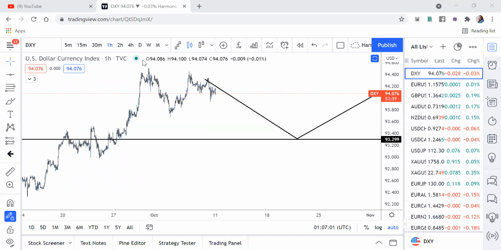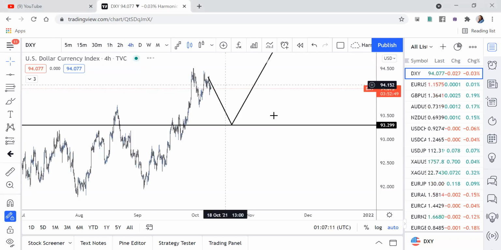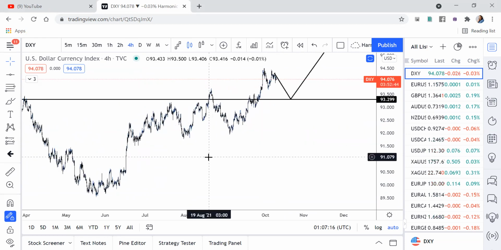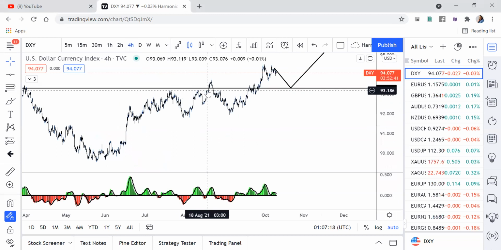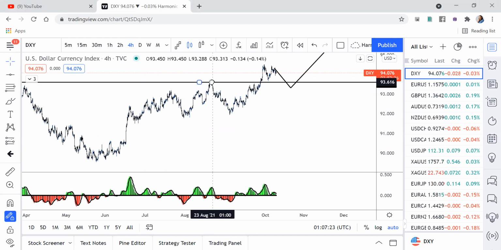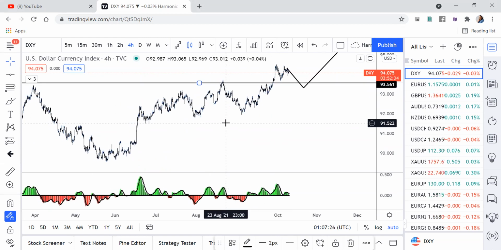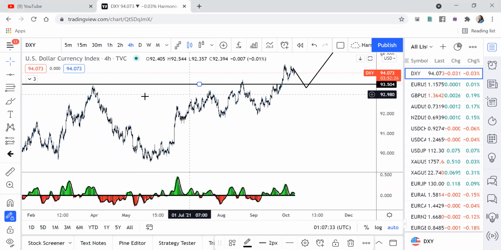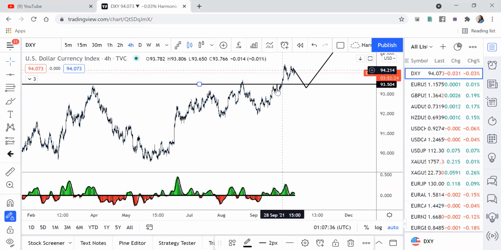All right, so I'm gonna start with the DXY, just to get an idea of what the dollar is doing for this week. Last week the DXY broke structure. So last week we had a break of structure on the DXY, brought to the upside. Everybody could see that, right? So we had this happening last week.